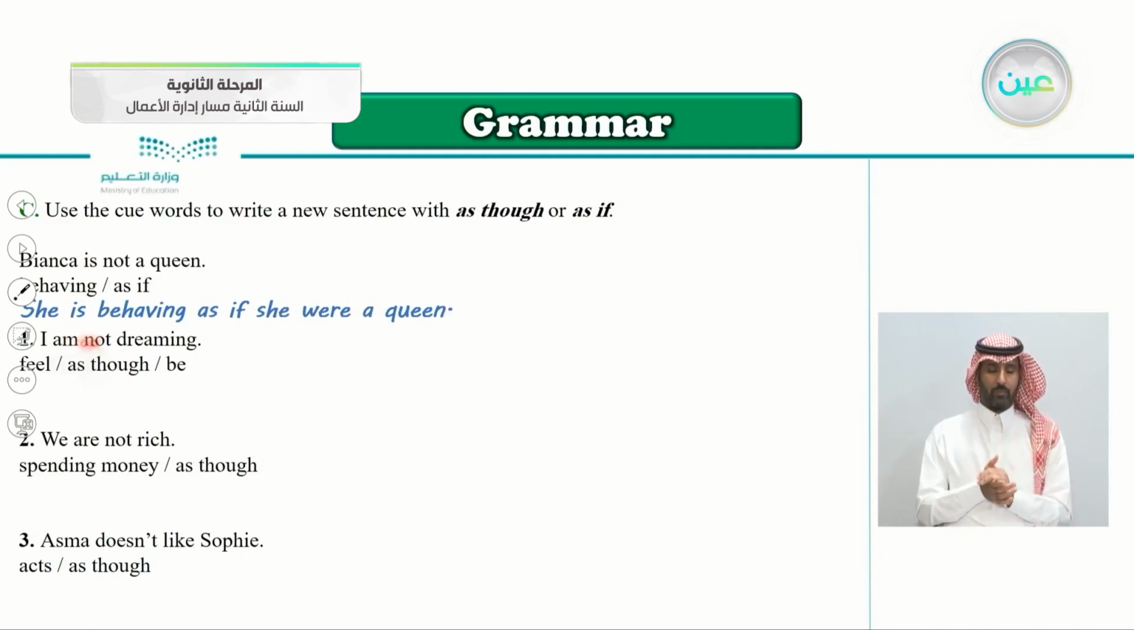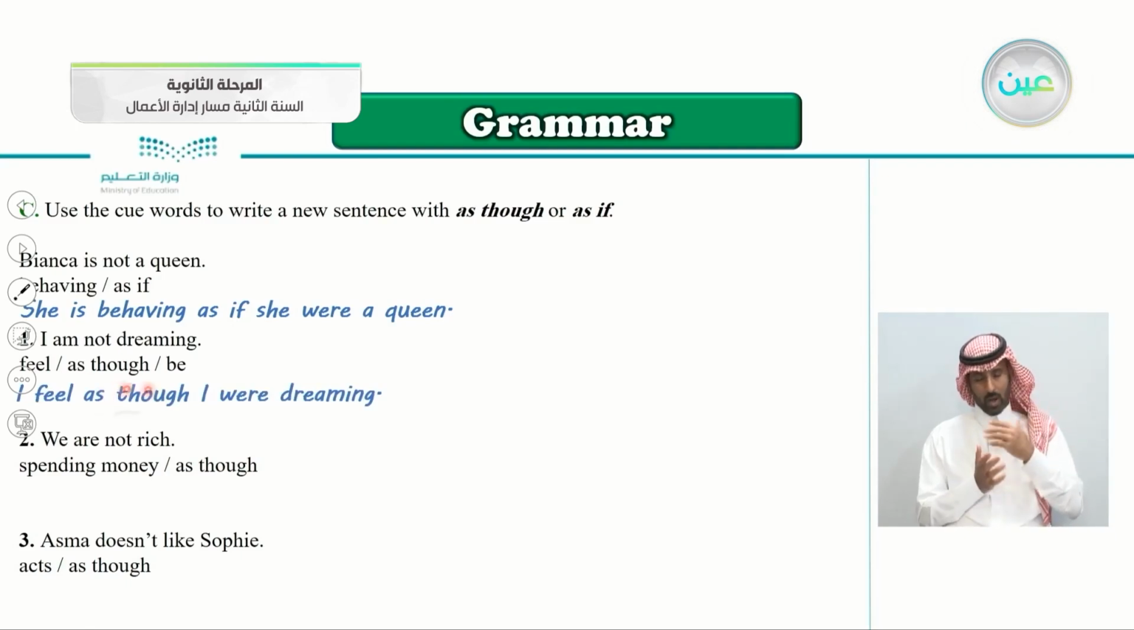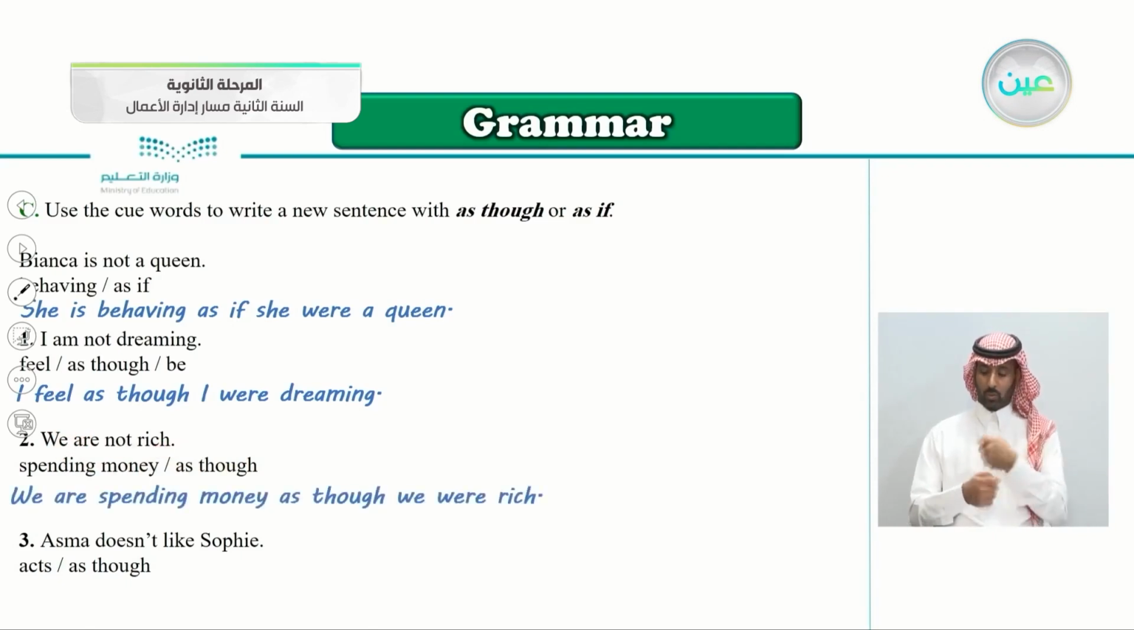So number one, I'm not dreaming. Feel as though, be. So the correct answer, very good. I feel as though I were dreaming. So be here is were. I feel as though I were dreaming. Very good. Number two, we are not rich. Spending money as though. We are not rich. This is our reality. We're not rich. Very good. We're spending money as though we were rich. So we're spending money as though we were rich. We're spending a lot of money.